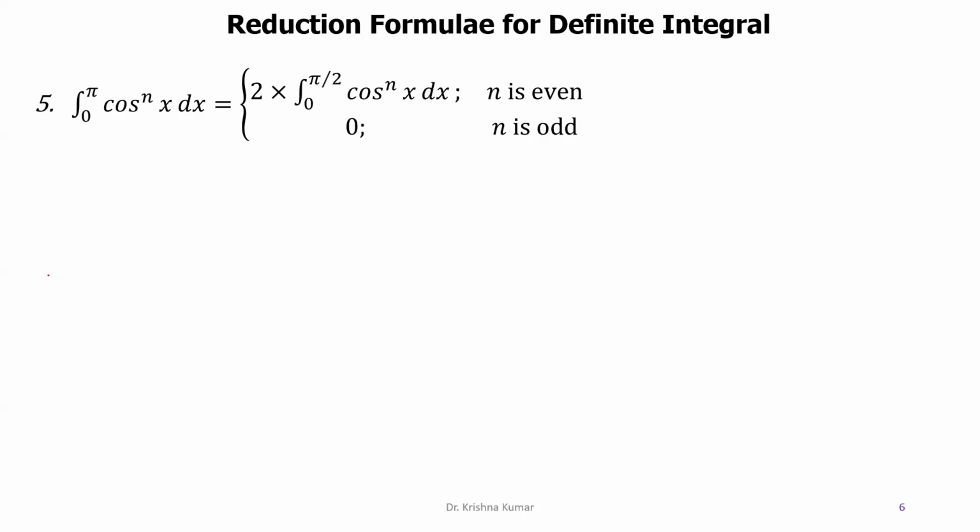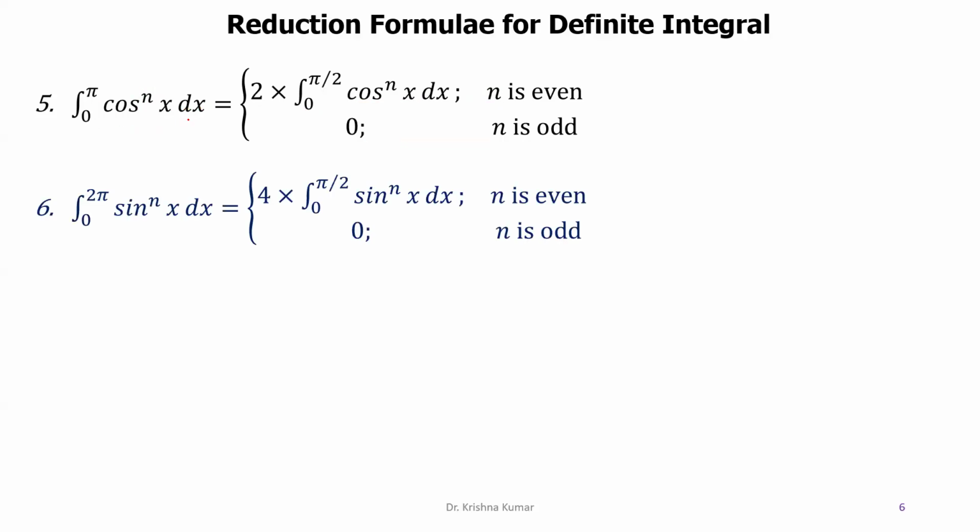Similarly, if we have the cosine function, cos to the power nx under the limit 0 to pi with respect to x, then it will be 2 times the integration of cos to the power nx under the limit 0 to pi by 2 with respect to x if n is even. If n is odd, then its value will be 0. In case of sine, it is always 2 times the integration from 0 to pi by 2 of sine to the power nx dx. But in case of cosine, it is 2 times only if the value of n is even. If it is odd, then we can directly write its answer as 0.